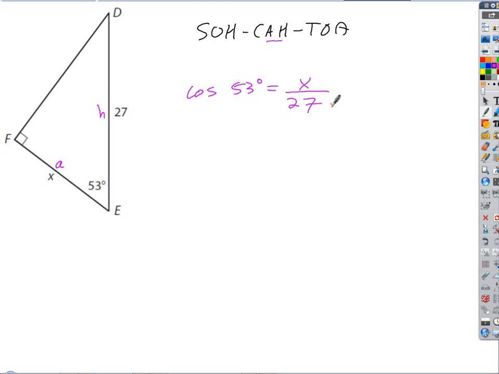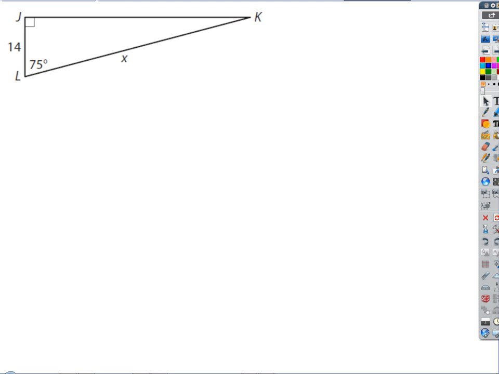Calculator number, right? Okay, what about one like this? Last one. What about one like that? From the 75's perspective, everybody agree that's cosine? Yes. So cosine 75 equals 14 over x. So what do I do there? X equals 14 over cosine 75.